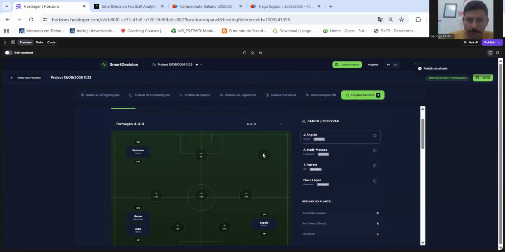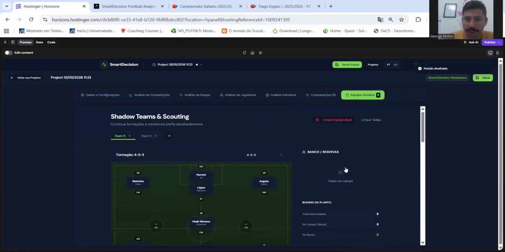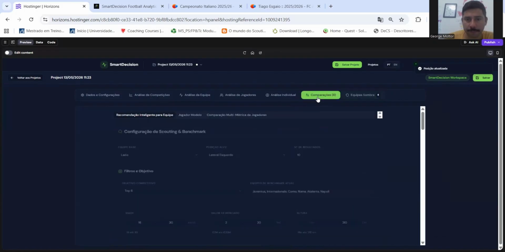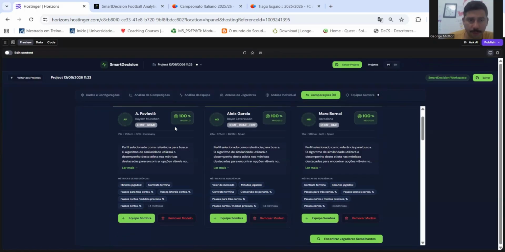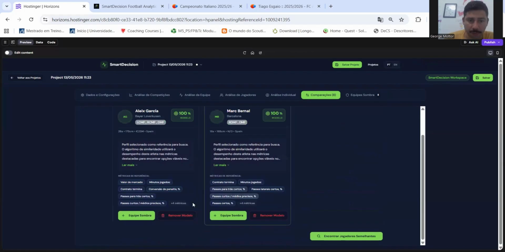The angle points to the player here, this one here, the line, I don't remember here. So there you go. And here we have a shadow team. Here we also have the model player. We can add a few players here to create a kind of ideal player profile, right?